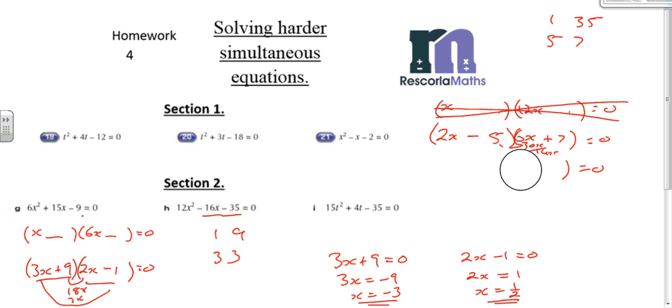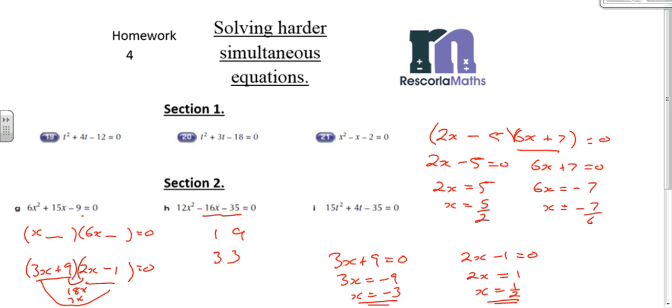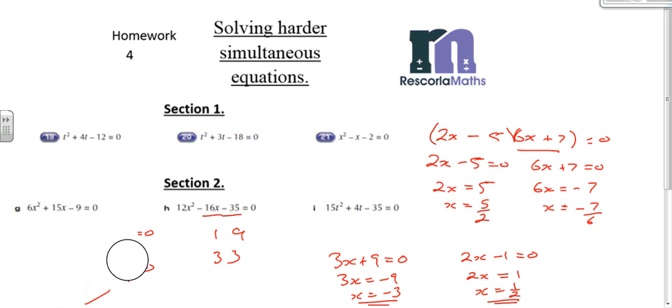So there you go, we've got the factorized bit there, but now we've got to work out the solutions. So we say that 2x minus 5 equals 0. So we've got 2x equals 5, x equals 5 over 2, and that's one of the solutions. Next, we have this bracket equals 0: 6x plus 7 equals 0. 6x equals minus 7, x equals minus 7 over 6. Again, all these are going to be tricky, but that's why they're right at the back of the paper.